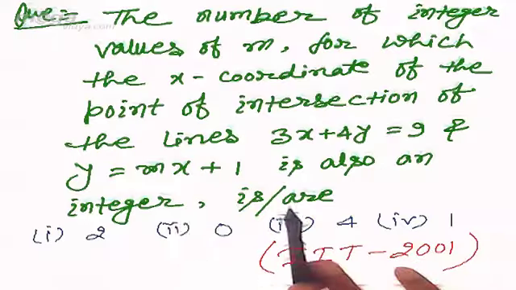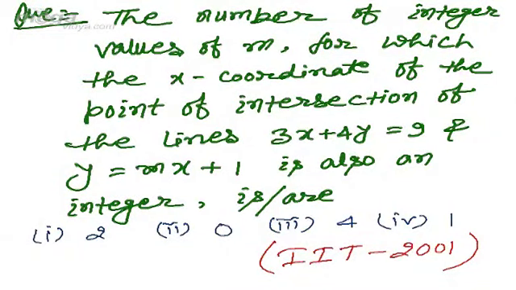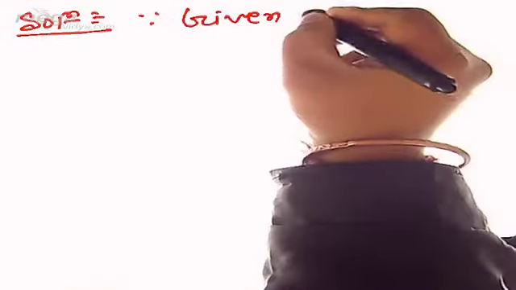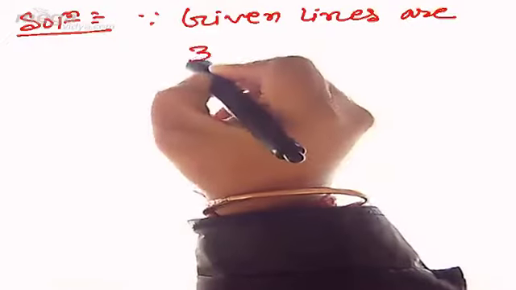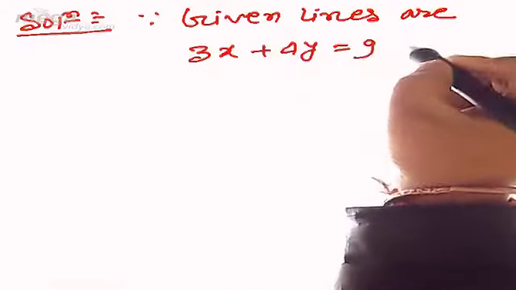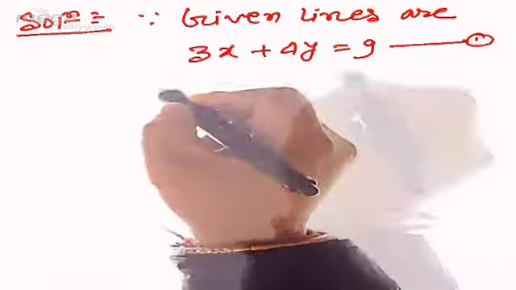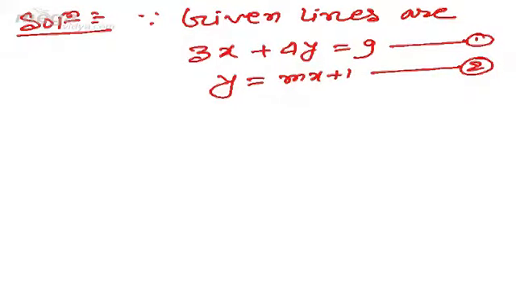So student, we will find out the point of intersection of these two lines, and the x coordinate of these two lines should be equal to an integer. We will use this condition only. So first of all, we'll solve, since here the given lines are, one is 3x plus 4y is equal to 9. This is the first line. And the second line is y is equal to mx plus 1. This is the second line.